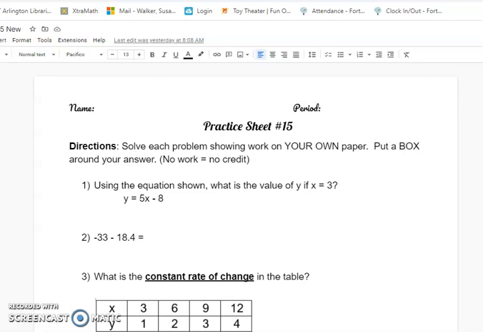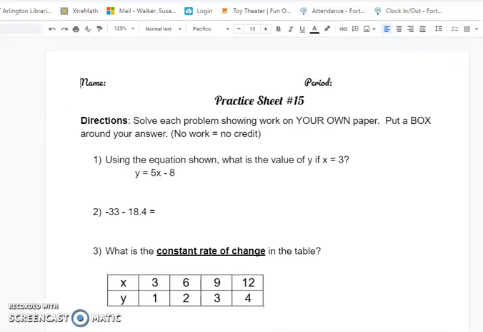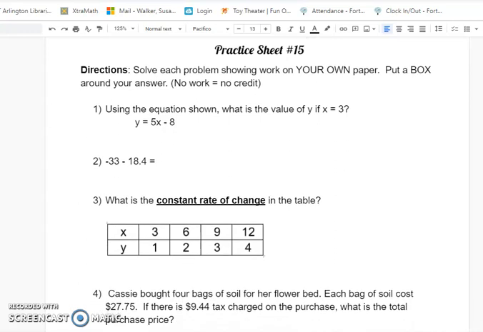Hey guys, we're going to work on practice sheet 15. So we have kind of a new problem on this one that we're going to look at. Basically, we've done this before, but we did it where we would give you x values. Well, basically our x value is 3, okay? So that means for here, we would put 5 times x, which is 3, and take away 8. So once you solve that, that's your y value.